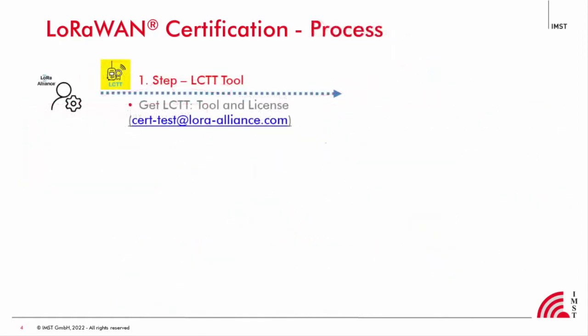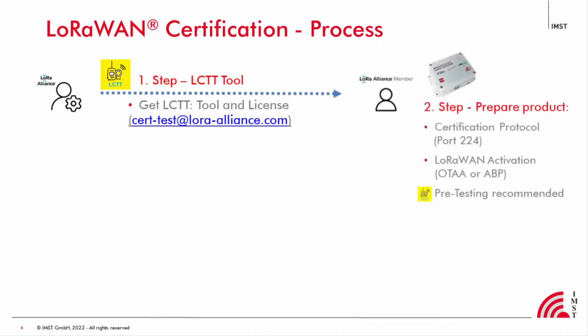To obtain the LoRaWAN certificate, you just need to follow a few steps. First of all, you could contact the LoRa Alliance to get the LCTT tool and its license. The LCTT could help you to validate your product and prepare it for the LoRaWAN certification. It's important that additional to the standard LoRaWAN application, the end device implements the certification protocol, which uses the port 224. Thanks to this test application, the testing tool can automatically run several tests to ensure the correct LoRaWAN behavior. In addition, the end device will be configured to be automatically LoRaWAN activated after its reset.